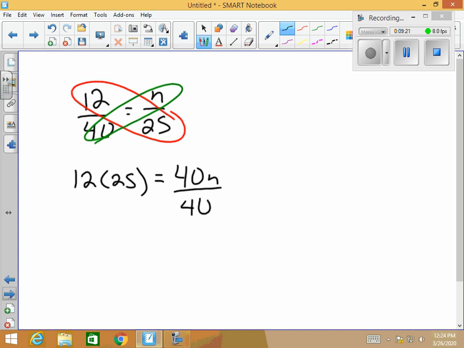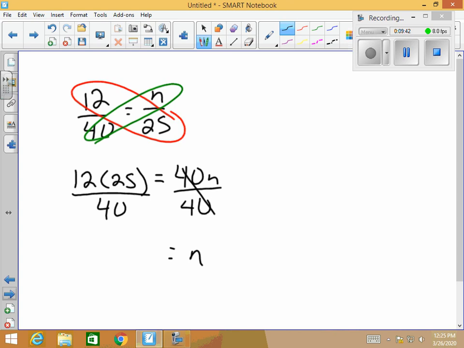So I divide by 40. Therefore, n's by itself. What I do to one side, I do to the other. Now here's the great thing: order of operations. Multiplication does not come before division, only when we get to it left to right. Well, this falls within the same problem, so I can actually reduce this before I multiply.